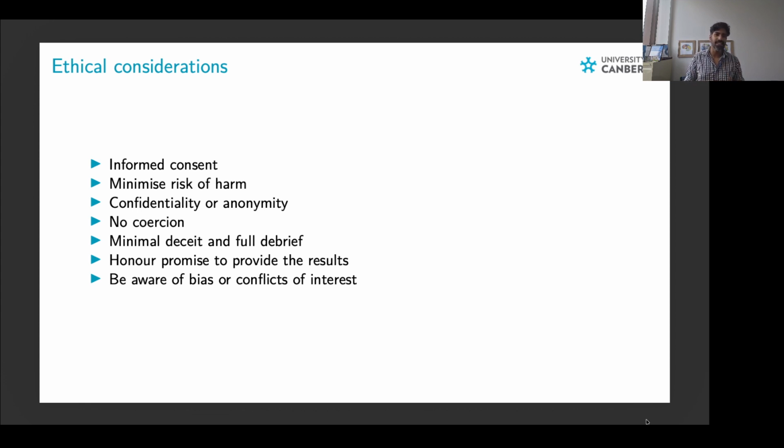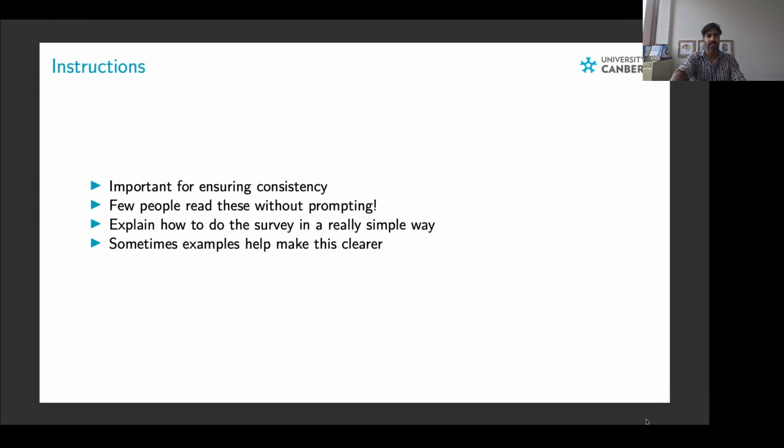The reason I said minimal deceit is because in some research, deception is part of the research design, and you're trying to see how people behave in those contexts. But that's where there's rigorous ethical review to ensure it's done appropriately, and adequate debrief occurs in those contexts. But full debrief should happen everywhere. You want to honor a promise to provide the results, so if you say you are going to provide the results to people, you do, and be aware of any bias or conflicts of interest that may emerge through the process of conducting that research. So those are the key ethical considerations to keep in mind.